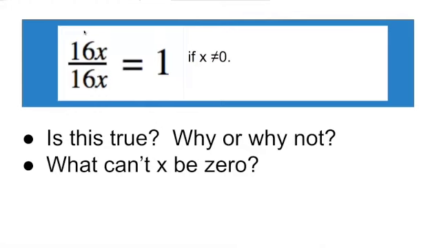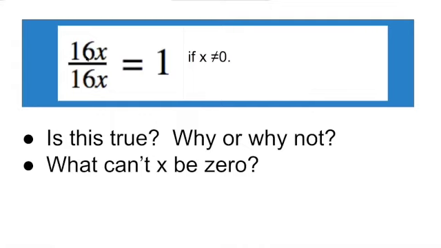So I want you to think about this statement: 16x over 16x equals 1 if x is not equal to 0. Is this statement true? Does this fraction equal 1? Why or why not? And why can't x be 0? Why did we have to include this note, if x is not equal to 0? Think about why this is equal to 1.